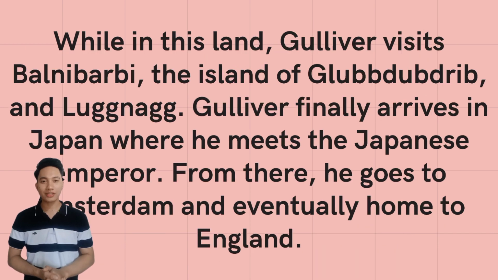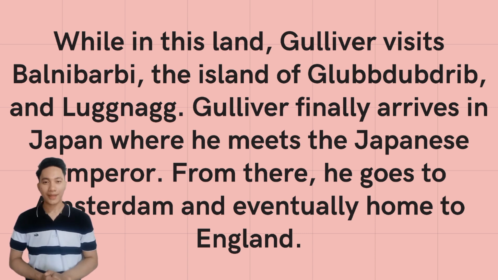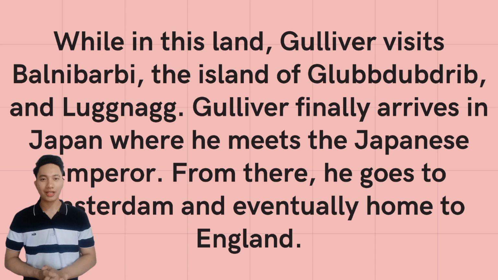While in this land, Gulliver visits Balnibarbi, and the islands of Glubbdubdrib and Luggnagg. Gulliver finally arrives in Japan, where he meets the Japanese emperor. From there, he goes to Amsterdam and eventually home to England.